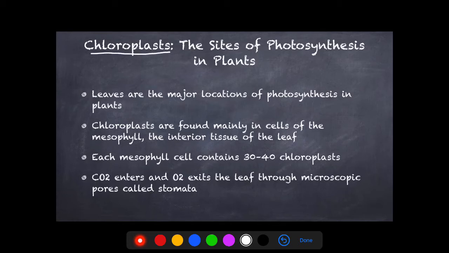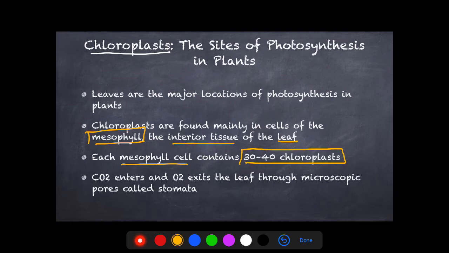So chloroplasts, like we said, are super important because this is where you have photosynthesis occurring in plants. Chloroplasts are located in leaves, and there are a ton of them. Chloroplasts are found in a specific area called the mesophyll, which is an interior tissue of the leaf, so make sure you know this word. And each mesophyll cell contains about 30 to 40 chloroplasts, which is a ton because each leaf has a ton of mesophyll cells in itself.